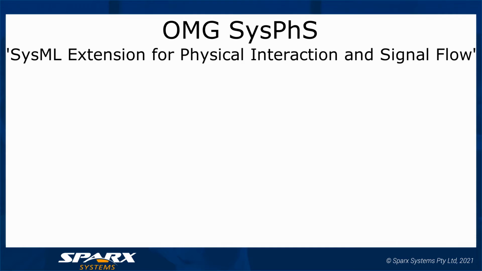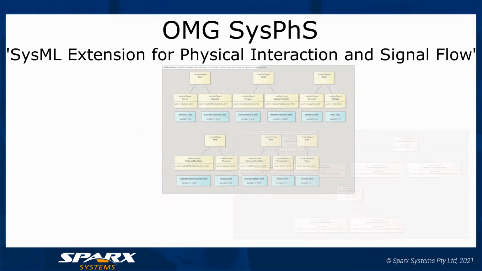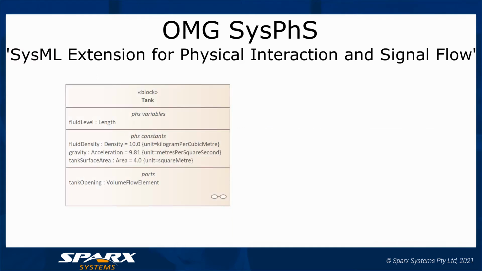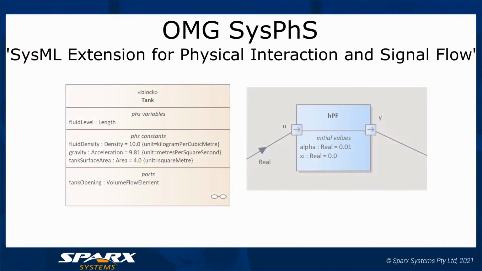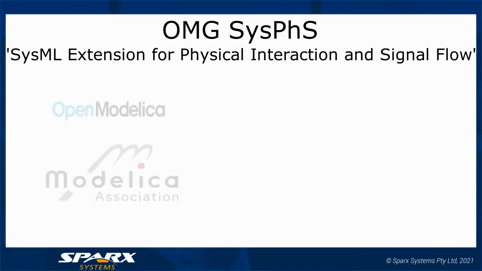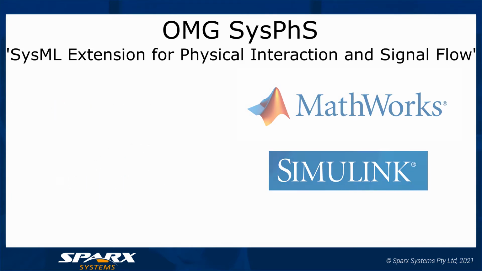The SysPhS standard is a SysML extension for physical interaction and signal flow simulation. Enterprise Architect provides full support for the standard, extending your SysML models to include more information about the variables, constants, types, units, inputs and outputs, and flow of information necessary to accurately and fully simulate your system. The model can then be simulated in either OpenModelica or Simulink to view results.